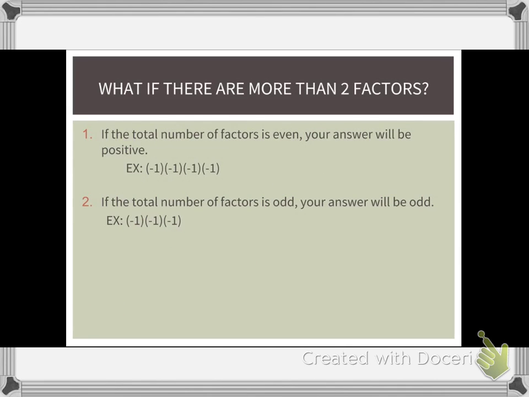Sometimes you're going to be multiplying more than 2 factors or more than 2 numbers together, but it's very easy to know if it's going to be positive or negative. All you have to do is count up the total number of negatives. Let's change this to negatives. If that total number is even, your answer will be positive. If the total number of negatives is odd, then your answer will be negative.